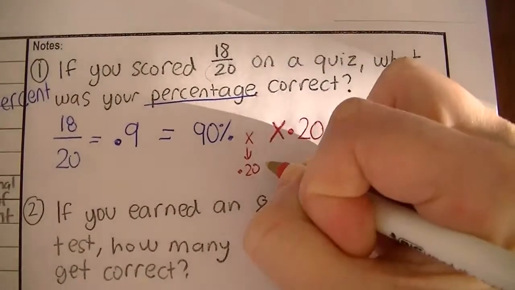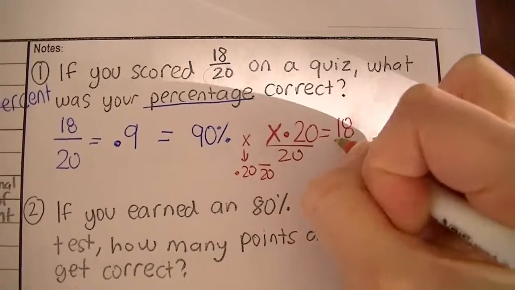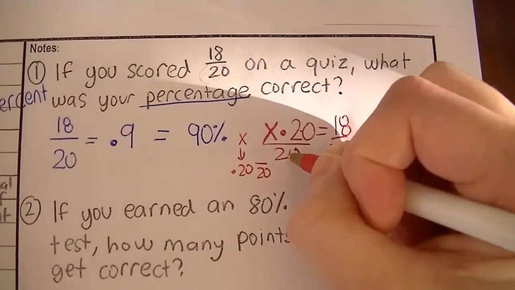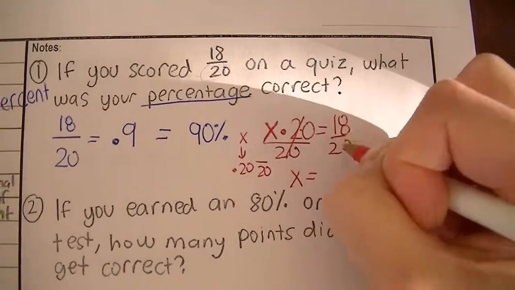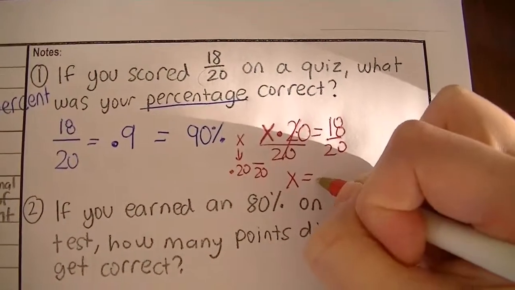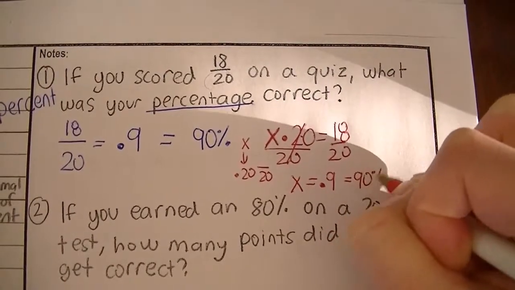So the inverse operation of multiplying by 20 is to divide by 20. So you're going to divide both sides of that equal sign by 20. 20 divided by 20 is 1. 1 times x is x. And then 18 divided by 20 will give you 9/10, which converts to 90%. Okay?